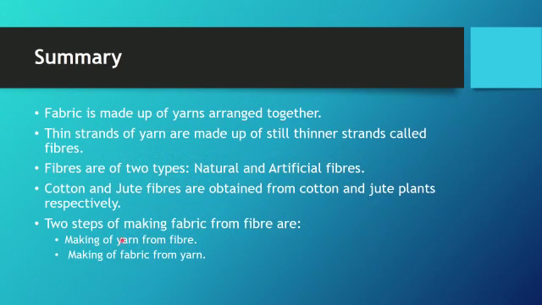The summary of this chapter goes like this. Fabric is made up of yarns arranged together. Thin strands of yarn are made up of still thinner strands called fibers. Fibers are of two types, natural fiber and artificial fiber. Cotton and jute fibers are obtained from cotton and jute plants respectively. The two steps of making fabric from fibers are making yarn from fibers and making fabric from yarns.